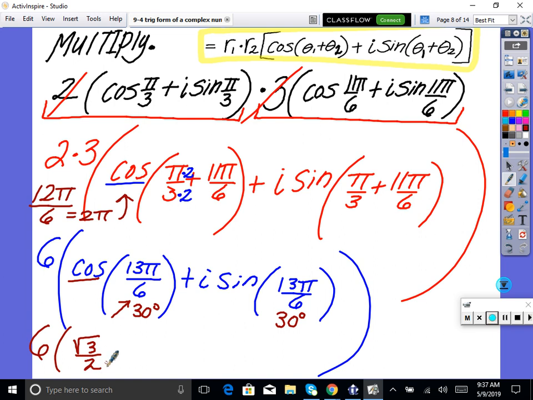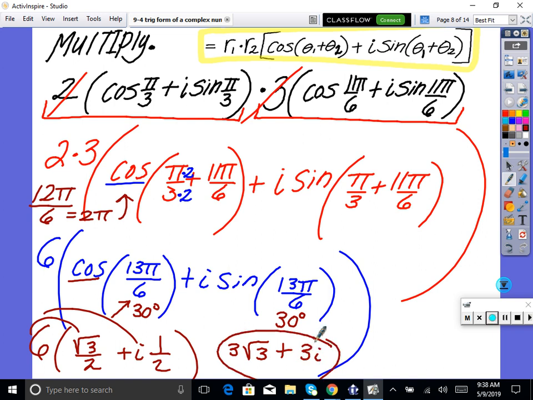So then we have root 3 over 2 plus i, and then the sine at 30 degrees is 1/2. So now you take 6, distribute, distribute. So our final answer would be 3 root 3 plus 3i. Okay, good stuff. Okay, let's do a division one.